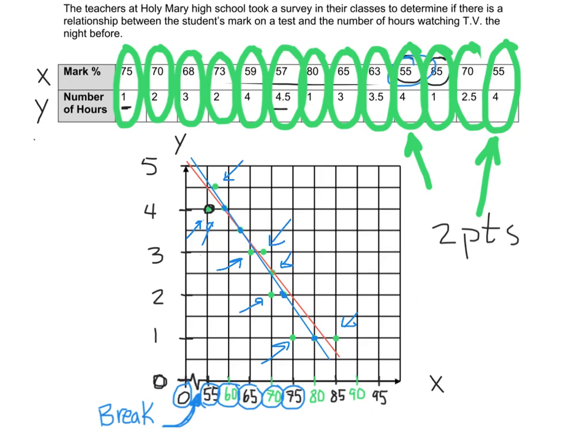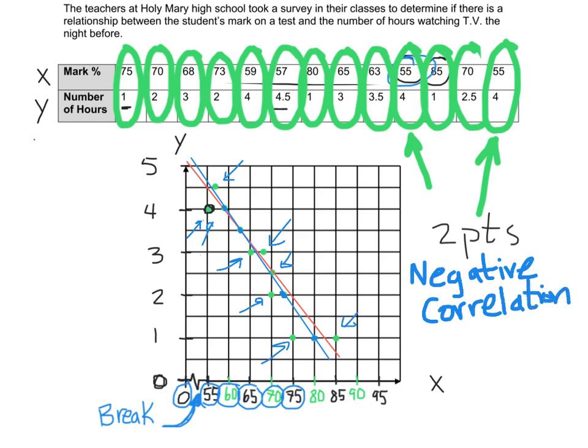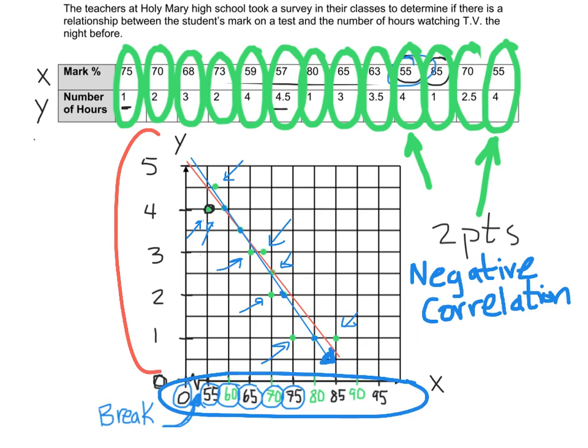Let's answer some questions though that weren't asked. Number one, what type of correlation is this? It's a negative correlation, because negative correlations go down and to the right. So we know that as these numbers of x get bigger, the y values get smaller.